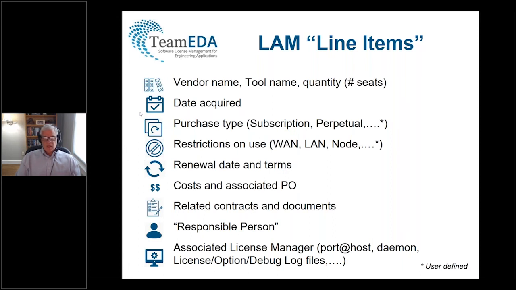And from that line item for the license, we can make that connection to the license manager in a floating license environment to look at the port at host or the daemon, capture utilization, perhaps take a closer look at the license files, the options files, and the debug log files to gather more information.